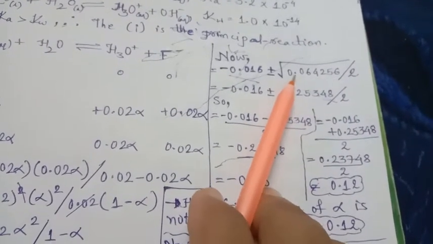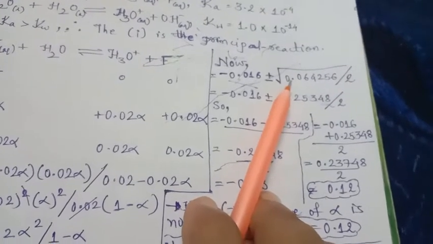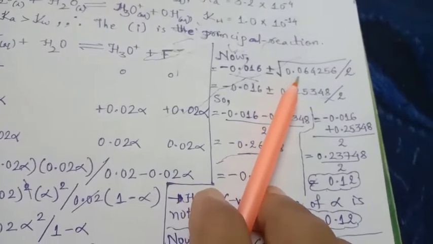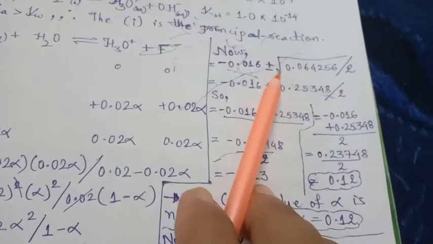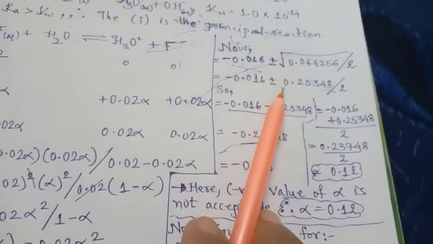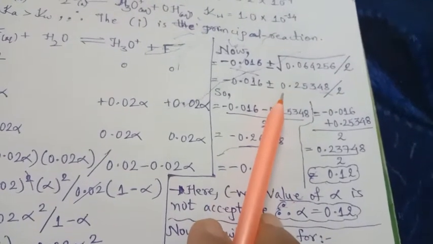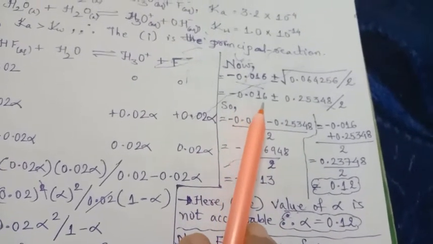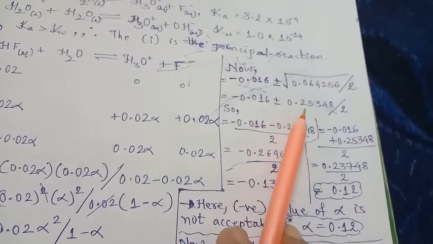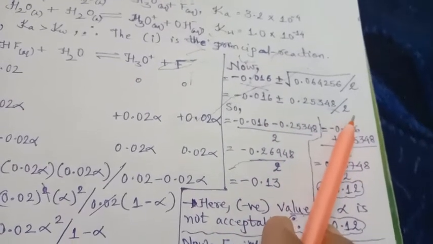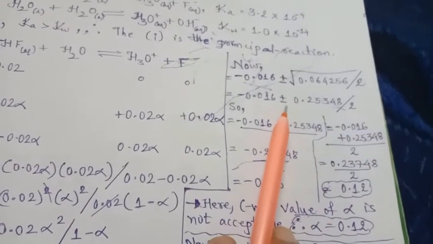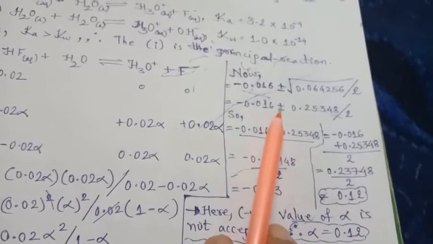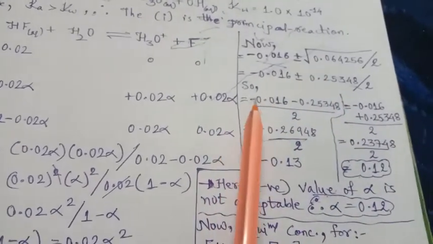So taking the root value with the help of your calculator, press the number 0.064256 and then press the square root button. You will get the square root of this value, which is 0.25348. Minus 0.016 plus or minus 0.25348 divided by 2. Now here it is plus or minus. So once we will add it and once we will subtract.